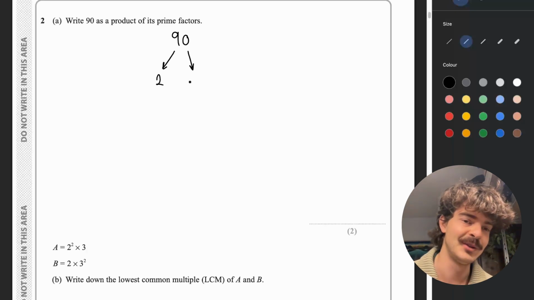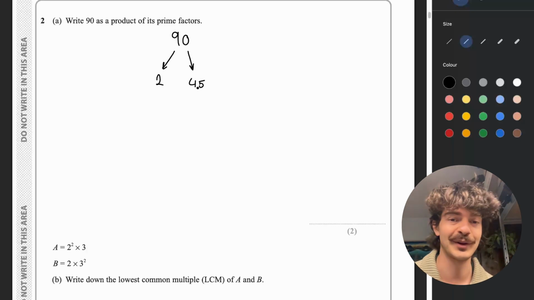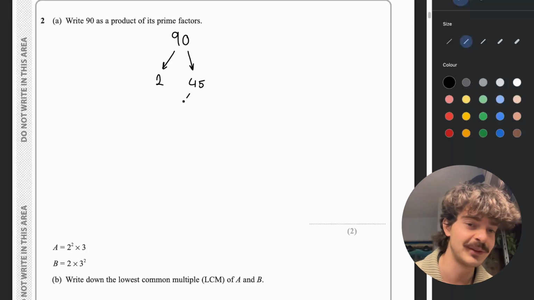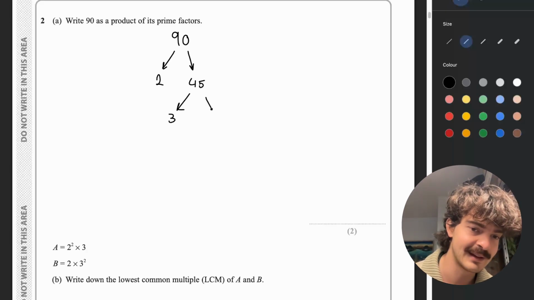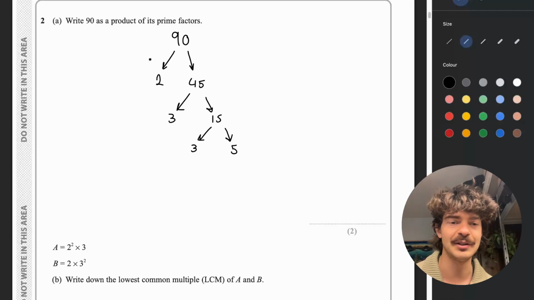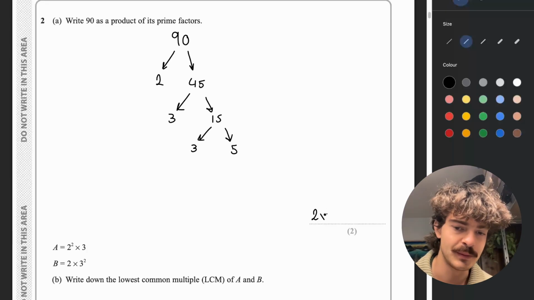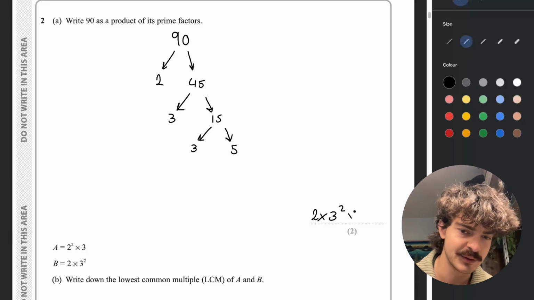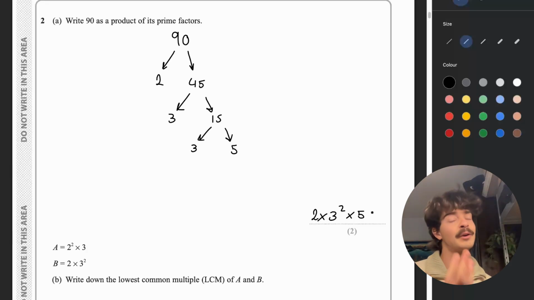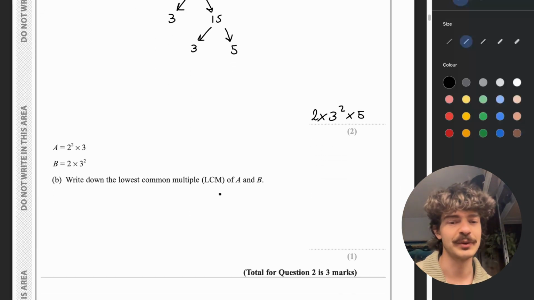So here, 2 and 45. Does 45 go into 2? No. Does it go into 3? Yes. 3 and 15. Rinse and repeat, right? 3 and 5. Oh, and look at this. We've hit each of our limits on the branches. We can't break these into any smaller numbers. So therefore, 90 as a product of its prime factors is 2 multiplied by 3 squared multiplied by 5. You could put that back into a calculator just to double check if you wanted to.